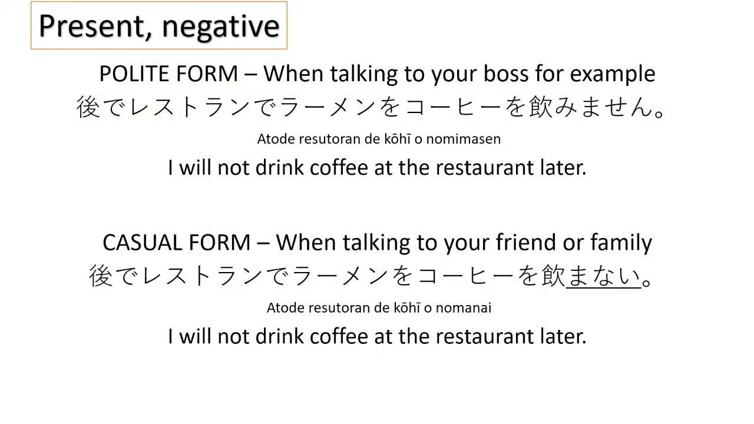Same examples. When talking to your boss, for example, ato de restaurant de kohi o nomimasen. This is the polite form, the masu form, masen. Casual form. Ato de restaurant de kohi o nomanai. I will not drink coffee at the restaurant later. Use this nomanai when you are talking to friends or family.